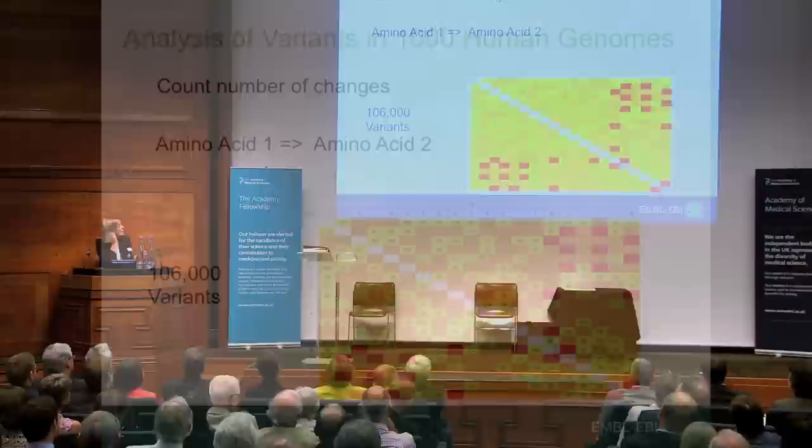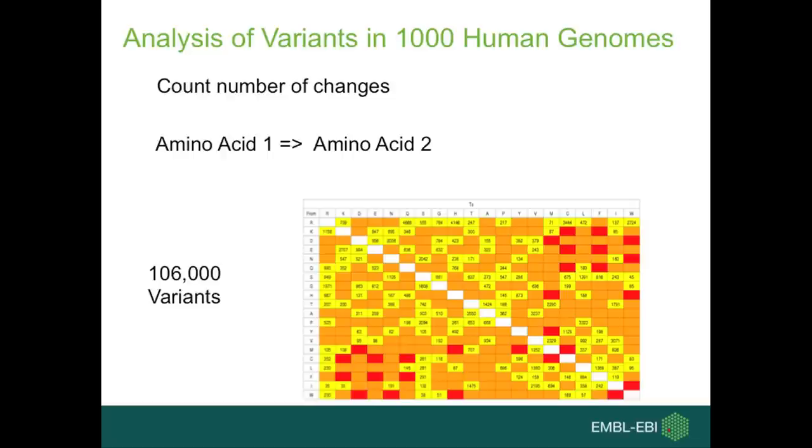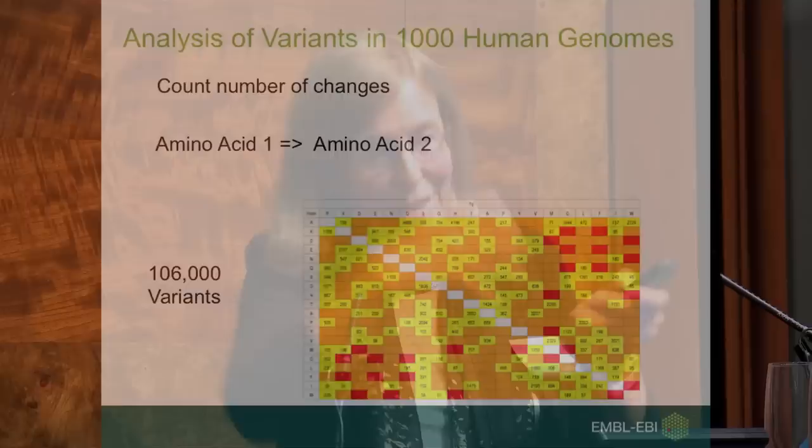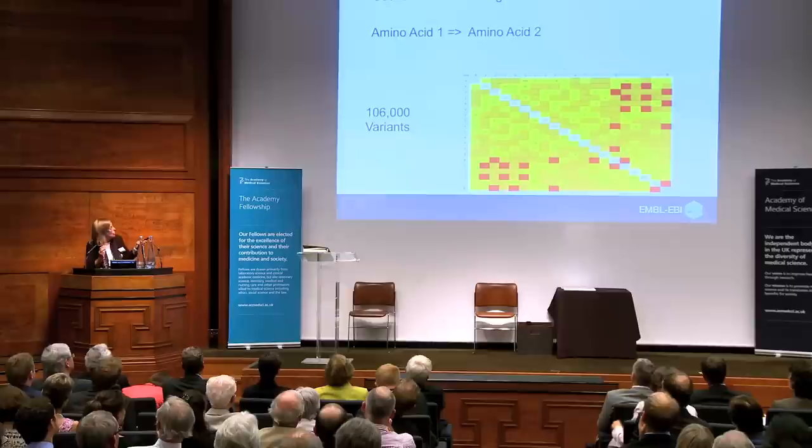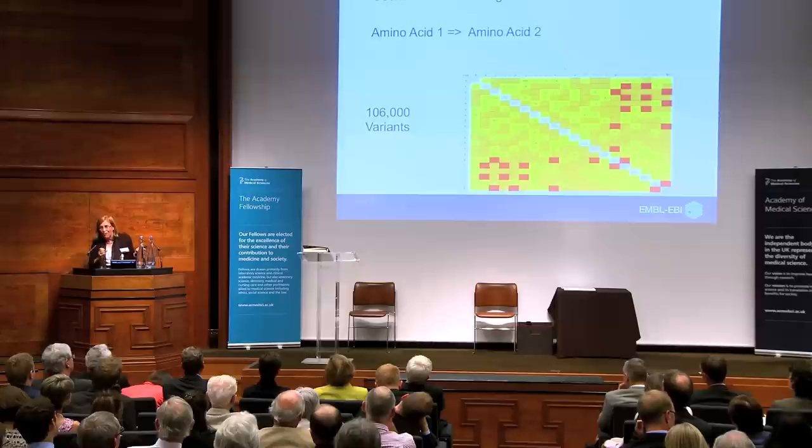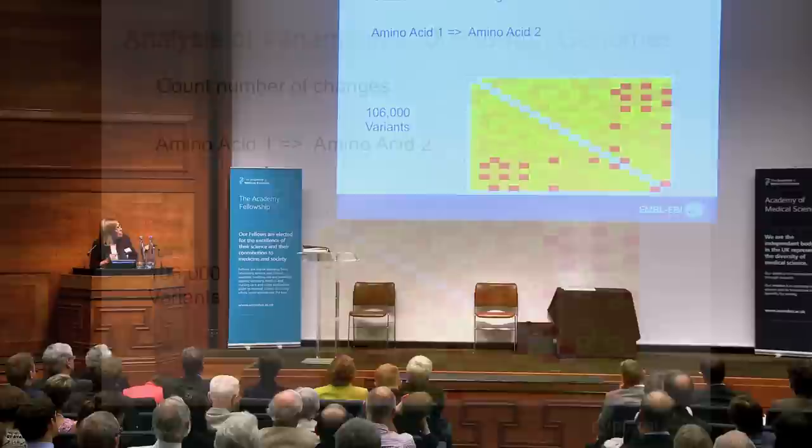And so what we did was to look at these 1,000 genomes, and many other people have done this too, and asked, well, these 1,000 genomes are from people who are healthy individuals. They might develop diseases later on, but at the moment they're healthy individuals. And we wanted to look at the number of changes between one amino acid and another. So we ended up with 106,000 of these variants, amino acid changes. And you can plot a very nice matrix that tells you every time one amino acid gets exchanged for another.